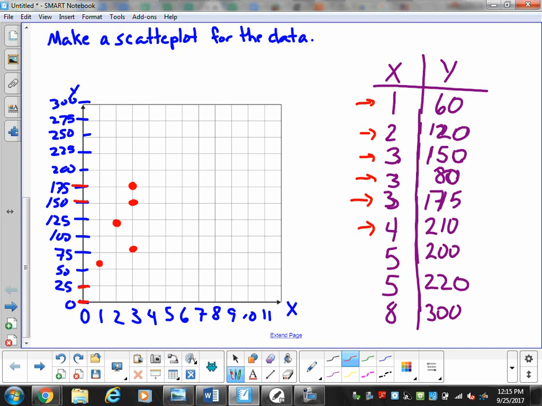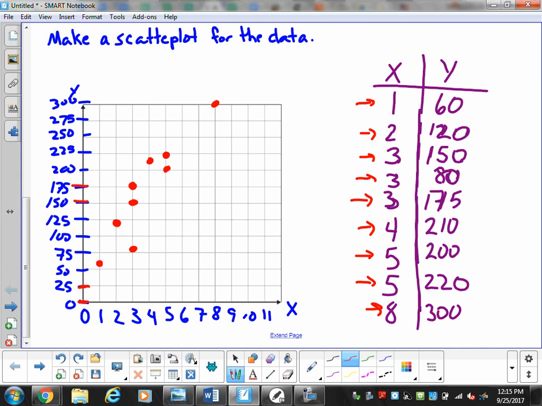On the number 4, so going over to 4, I go up to 210. So somewhere in that neighborhood right there. On 5, I have both 200 and 220. So where 5 is, I go up to 200, and then also 220. And then on 8, I go up to 300. That's that top line. Okay, so there's my scatter plot for that data.